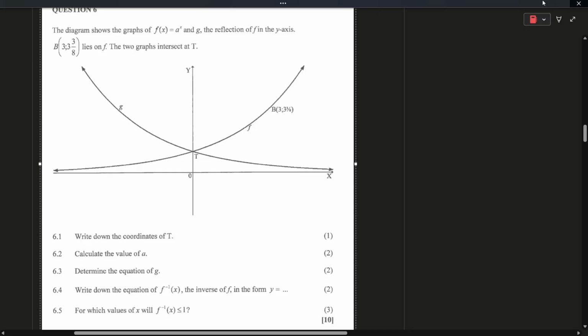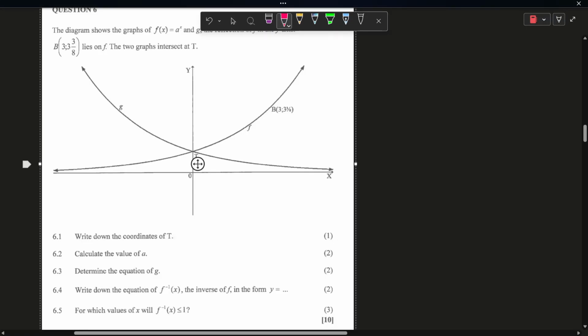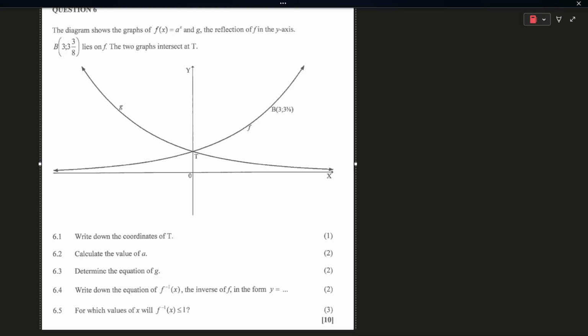Hello, grade 12 learners. In this video, I'll be taking you through the exponential graphs and the logarithm. You can pause the video and try it, and then come back, and then we continue together. Now, in this video, let's start by checking what's happening here. What does it say?